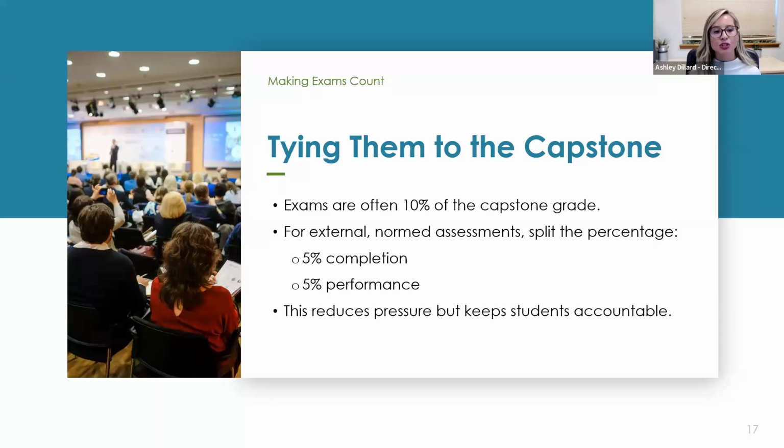But when you're using an external normed exam, a smart approach is to split that 10% into two parts. So 5% for completing the exam, and then 5% based on student performance. This way, students are incentivized to complete the exam, but they don't feel so much pressure that it negatively impacts their performance. Research on high stakes testing shows that too much pressure can cause anxiety and also lower scores.